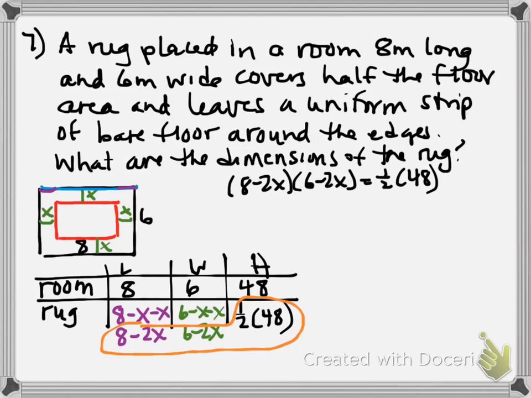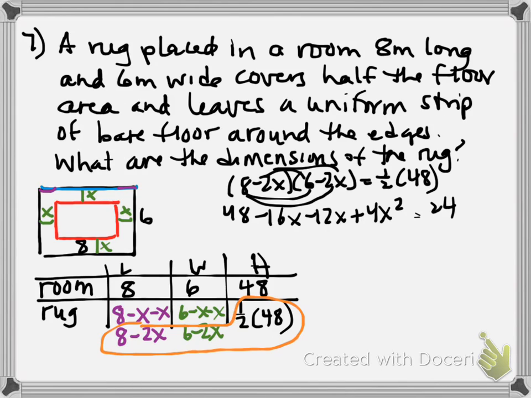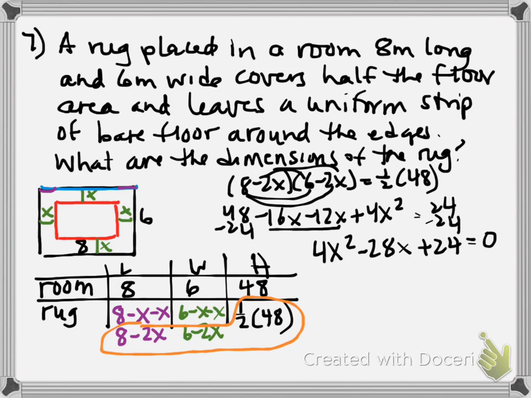Because this is a little bit more complicated, when I do my distribution, I'll do all 4 separately. So I have 8 times 6 is 48. 8 times negative 2x is negative 16x. Negative 2x times 6 is negative 12x. And negative 2x times negative 2x is positive 4x squared. Half of 48 is 24. I'm going to subtract 24 from both sides. Combine any like terms. My terms here are like terms. And I get 4x squared minus 28x plus 24 equals 0.